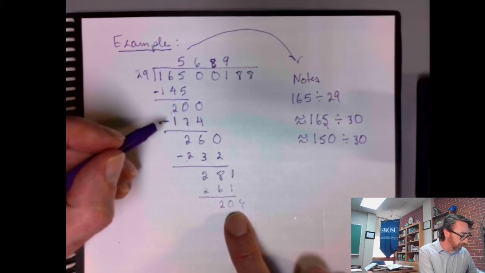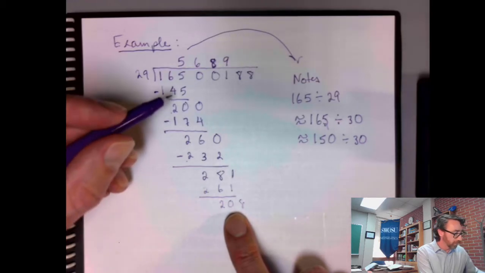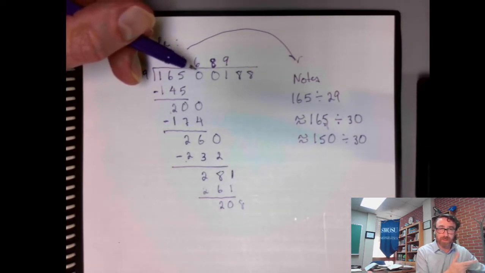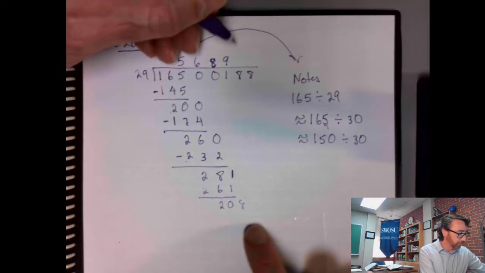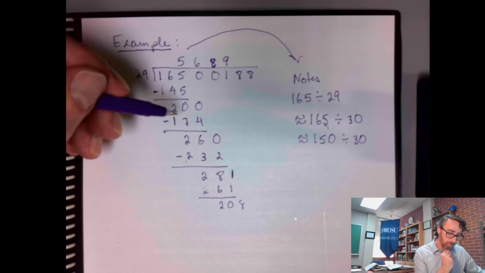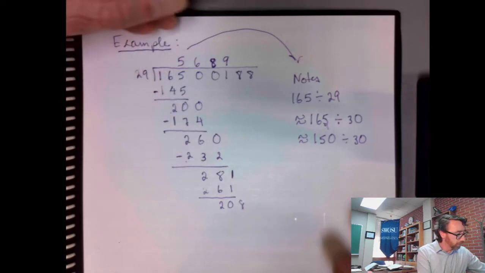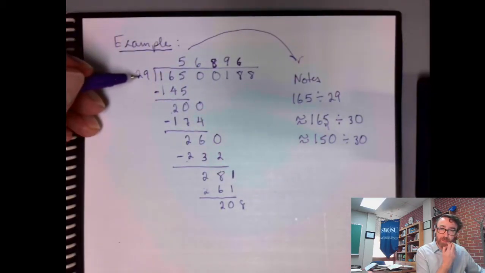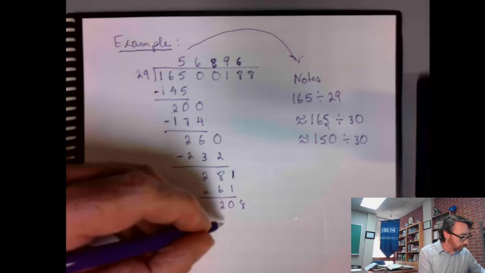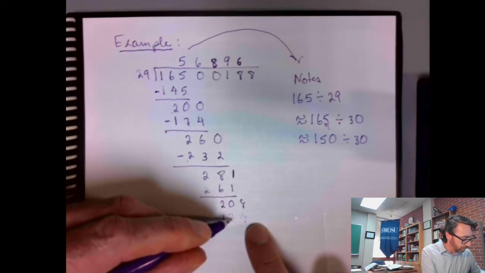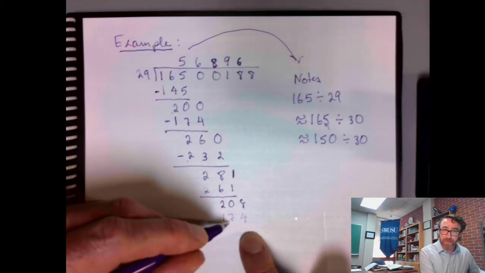Can I get away with the same thing I did before? Let me see. Suppose I did that. Suppose I tried 6, because that was kind of close. Okay, suppose I try 6. 6 times 30 is 180. 6 times 29 is 174. Okay, now I notice right here, I can actually get another 29 in.